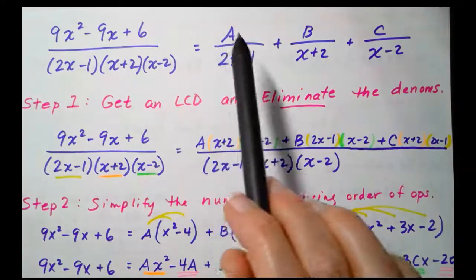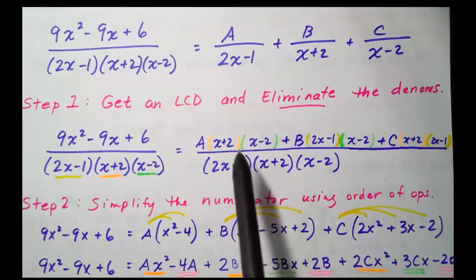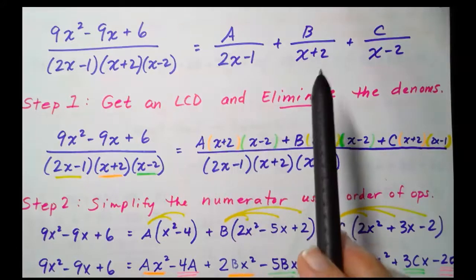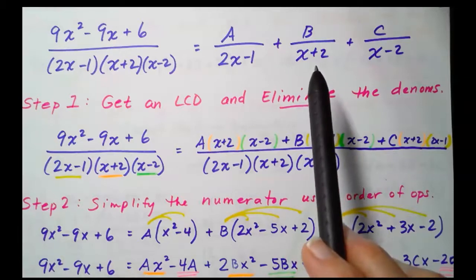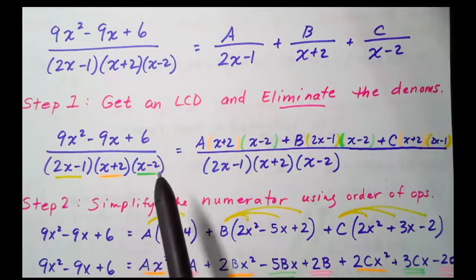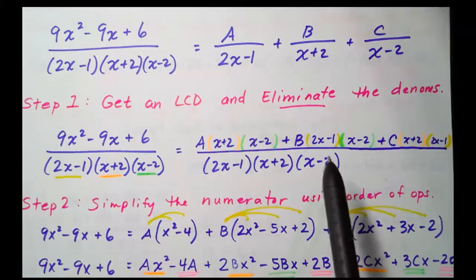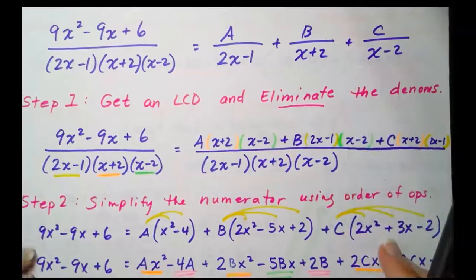So that a term needs to be multiplied by x plus 2 times x minus 2. That's what I've got here, the orange factor and the green factor. Next, b over x plus 2. What is x plus 2 missing? It's missing 2x minus 1, the yellow factor, and x minus 2, the green factor. So there's the yellow, there's the green, multiplied to the b.